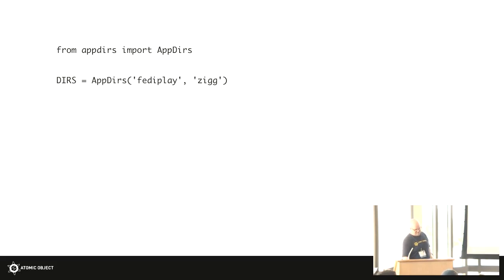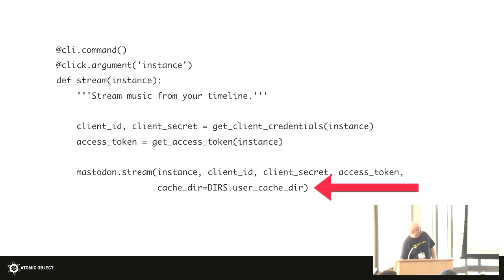And I create an object called dirs there, and then I can import that anywhere in my program, wherever I need a directory. And you actually already saw it when we looked at the stream function before. We just pull the cache dir in there and pass it into the stream function. And that tells the streamer where it can download all the files to and play them from.